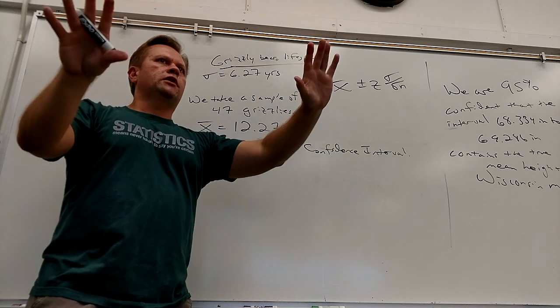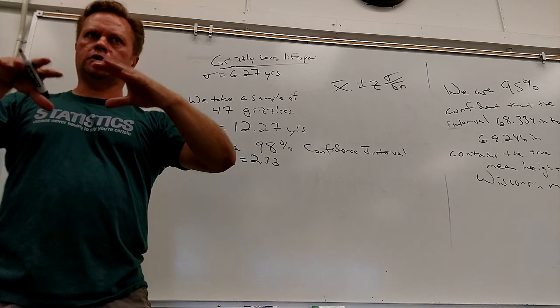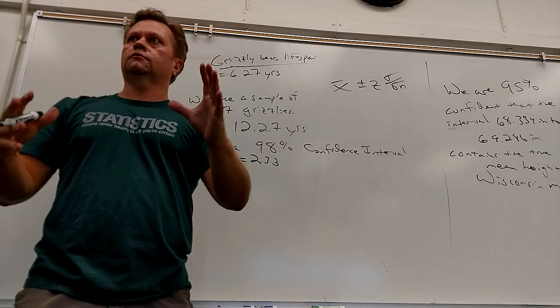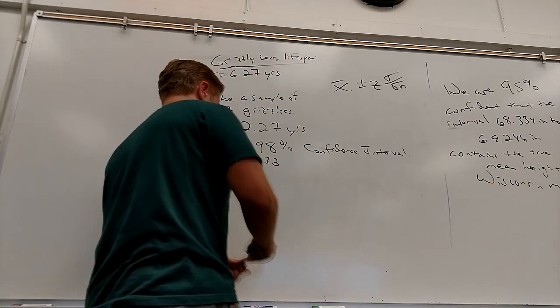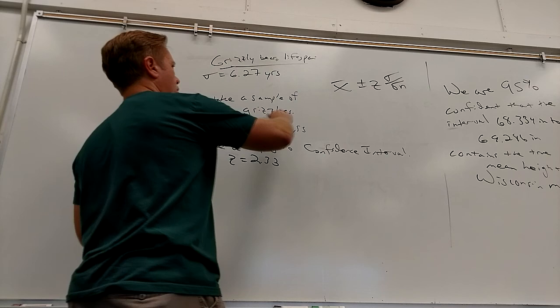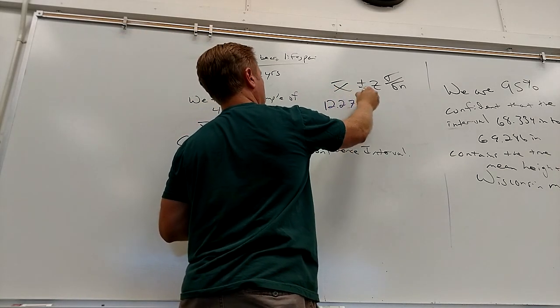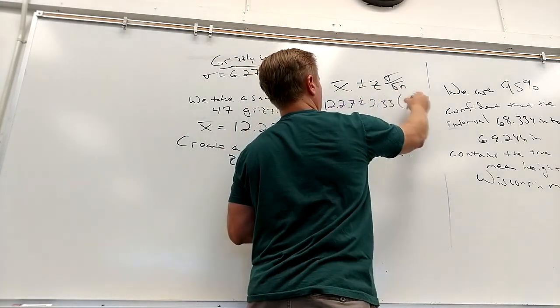So now it's just plug and chug. It's almost too nice to believe. So the work is really just plug and chug. And then you have to write that explanatory sentence. Explain what you just did. So now if we plug stuff in, 12.27, got it. Give or take 2.33 of these.